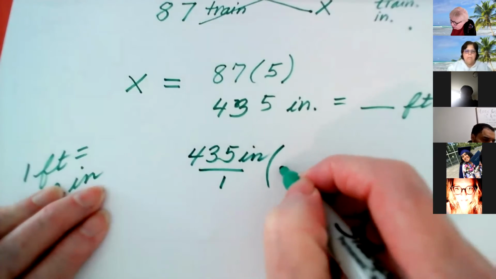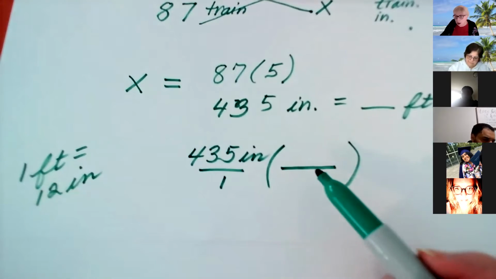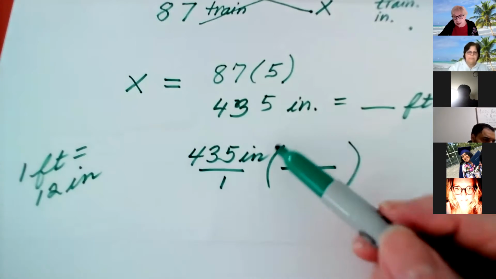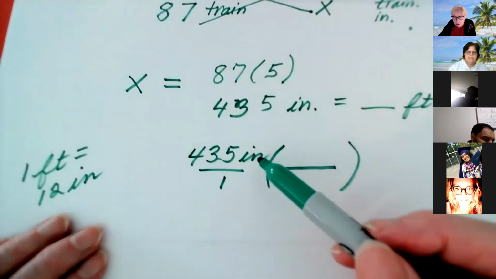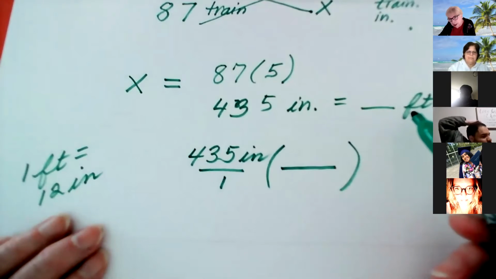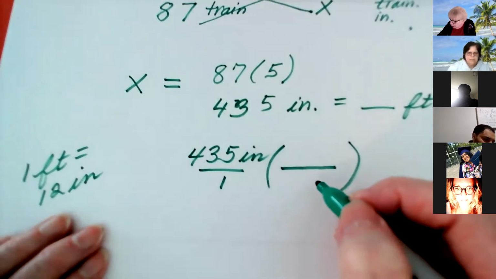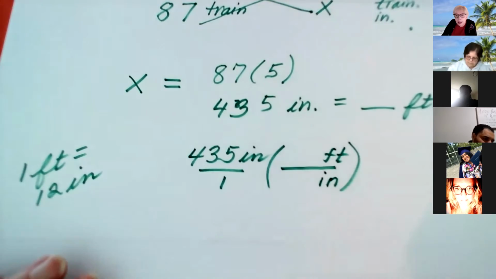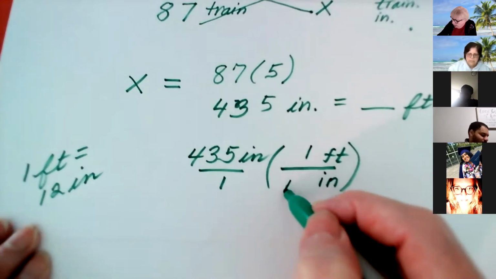And I don't think we've done this, but we should have. What you do is you put in the 12 inches and the 1 foot here. Now, we want to get rid of inches. We want to turn it into feet. And the technique is, because this is inches, you put inches here and you put feet here. And then you put the proper numbers in. It's 1 foot makes 12 inches.